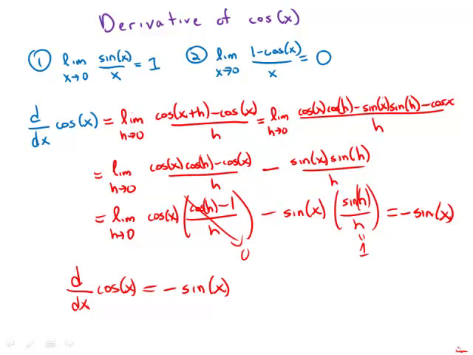And again, it's well worthwhile looking at a graph of the cosine function and verifying to yourself that the slope of this graph is in fact the negative sine graph.